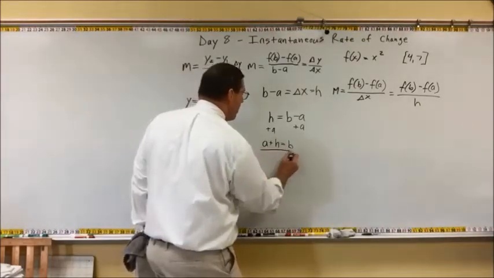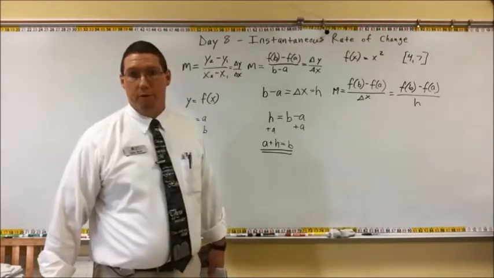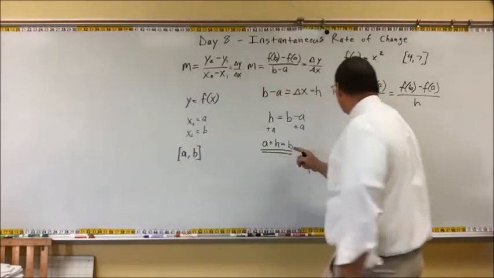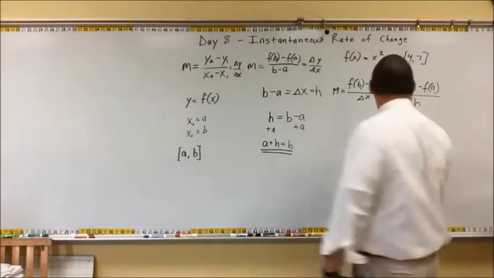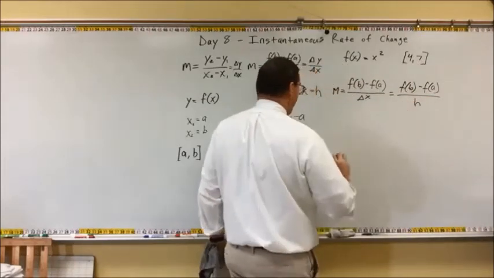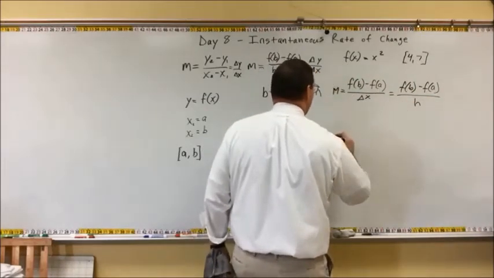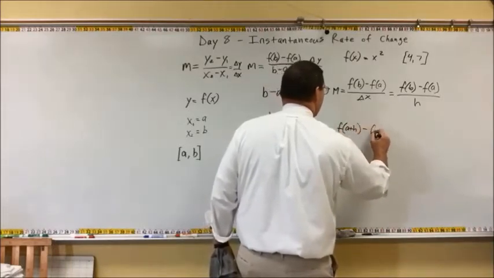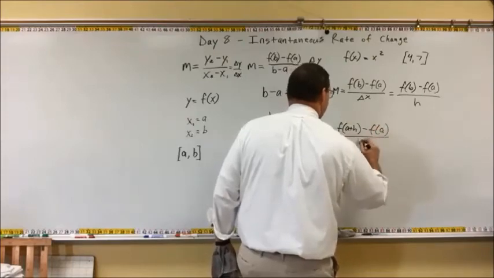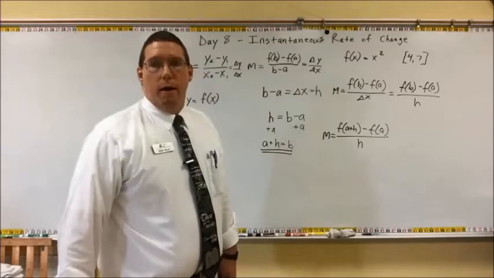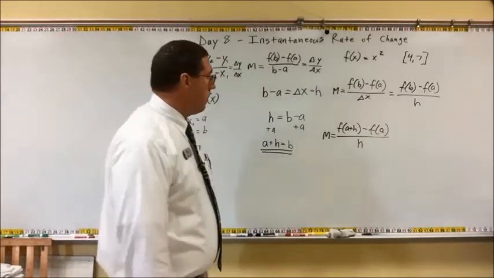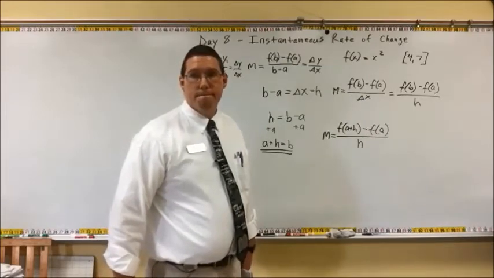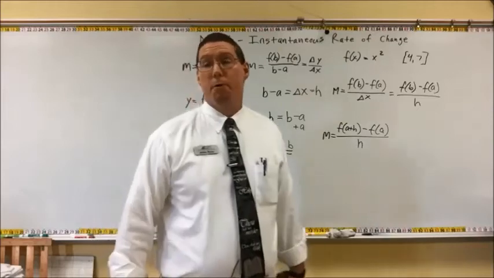So can we agree that b is equal to a plus h? This is important, okay? Now that we can agree that a plus h is equal to b, watch what I'm going to do. I'm going to go back to our slope formula. What we're now going to say is that slope is equal to f of a plus h minus f of a over h. We're almost there. And here's what I need you to remember: this is still a slope formula. It is ugly, but to me it's beautiful.